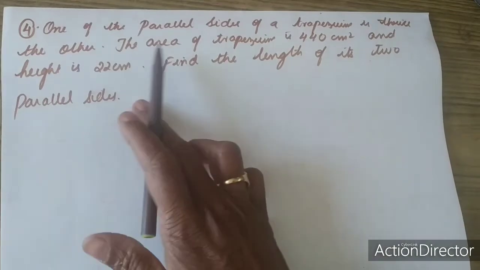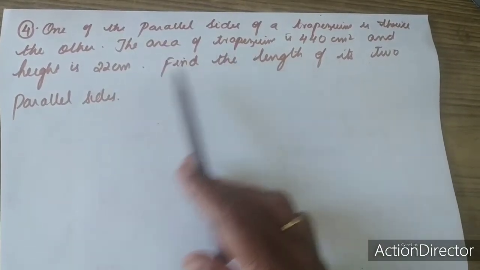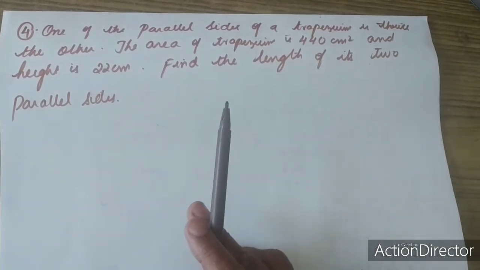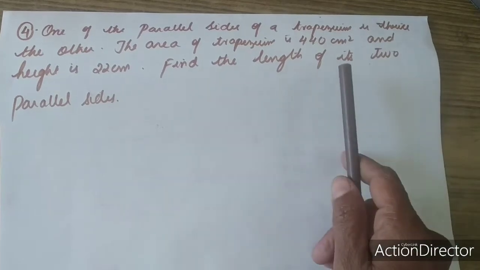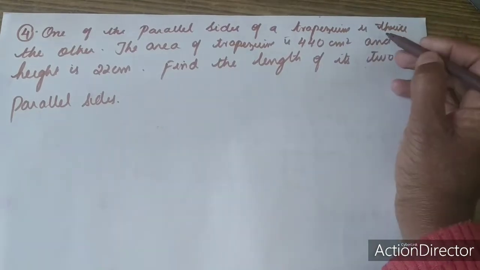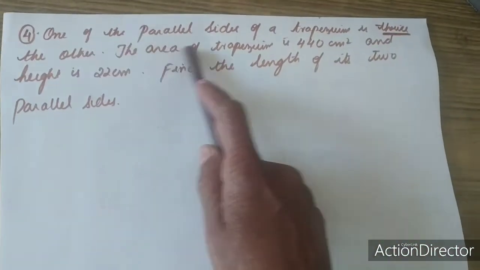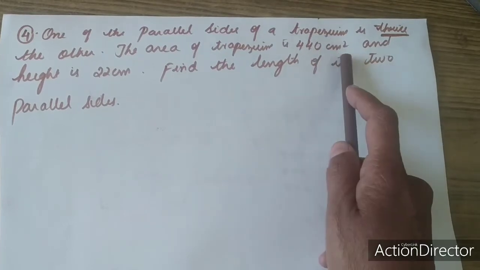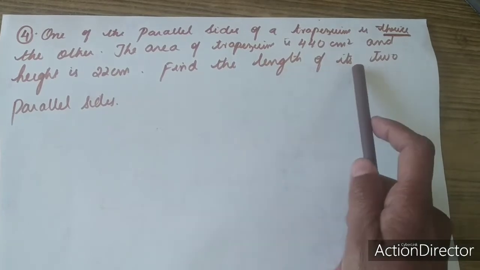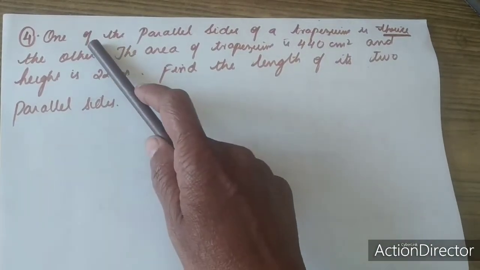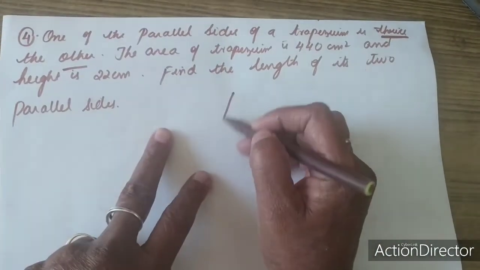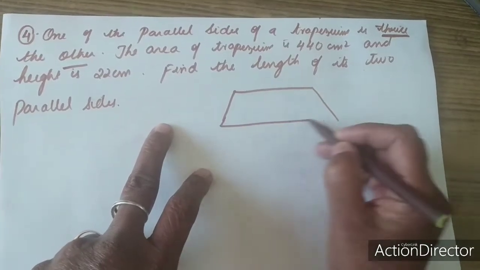Now sometimes a story problem is given and you have to draw the figure based on the problem. So in mensuration, it's always compulsory to draw the figure based on the given information. One of the parallel sides of a trapezium is thrice the other. The area of the trapezium is 440 centimeters square and the height is 22 centimeter. Find the length of its two parallel sides. That is, one of the parallel sides of a trapezium is thrice the other. That means first you draw the figure. Rough figure you can draw.